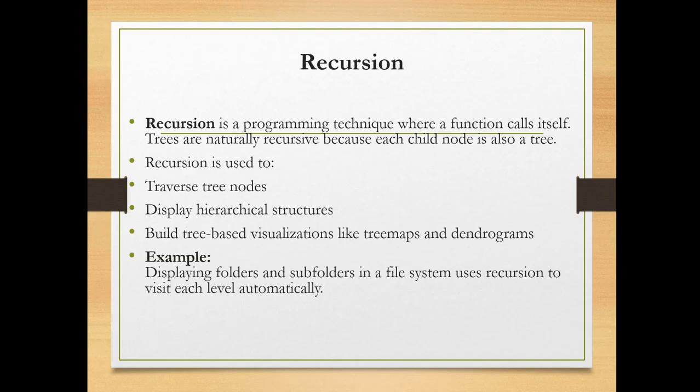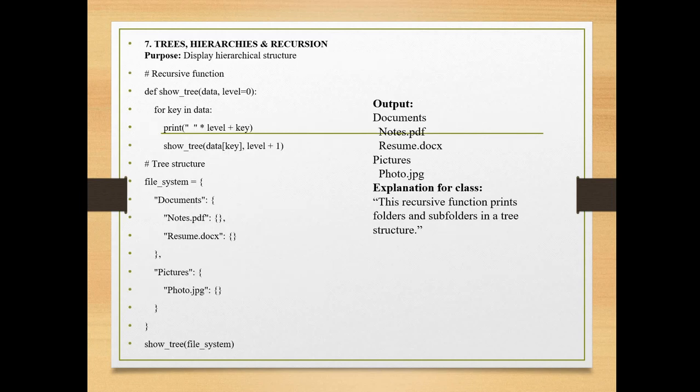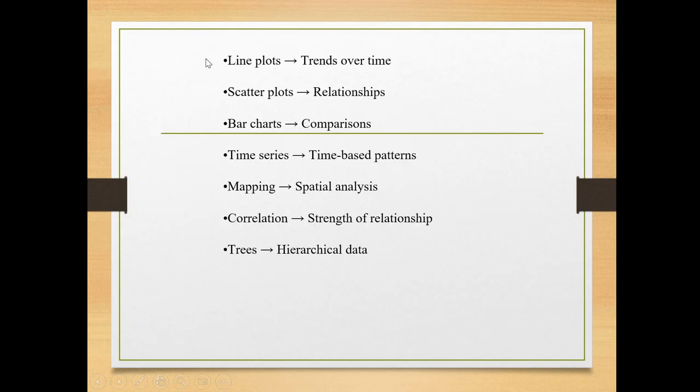This is recursion. Recursion is a programming technique where a function calls itself. Trees are naturally recursive because each child node is also a tree. Recursion is used to traverse tree nodes, display hierarchical structures, and build tree-based visualizations like tree maps and dendrograms. For example, displaying folders and subfolders in a file system uses recursion. In this example we displayed file names and then subfile names. It demonstrates how hierarchical data can be visualized in a structured manner using a tree hierarchy and recursion.